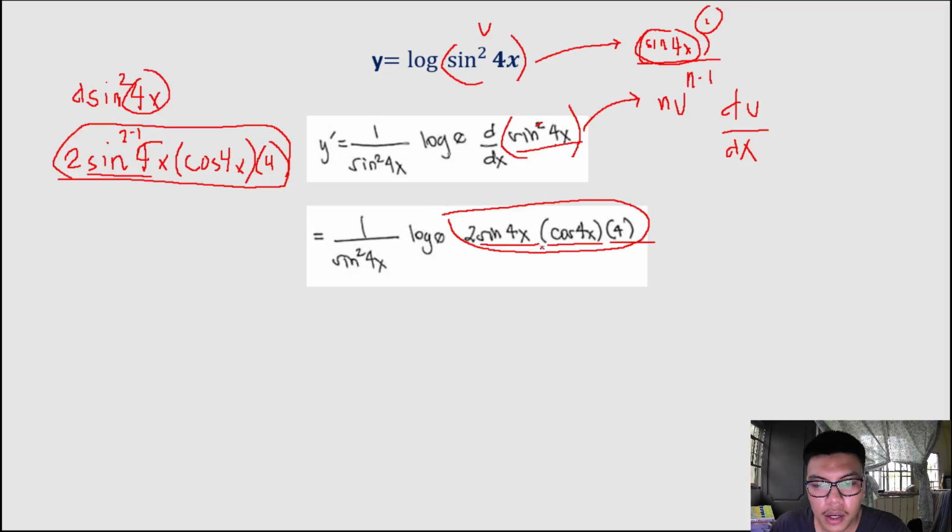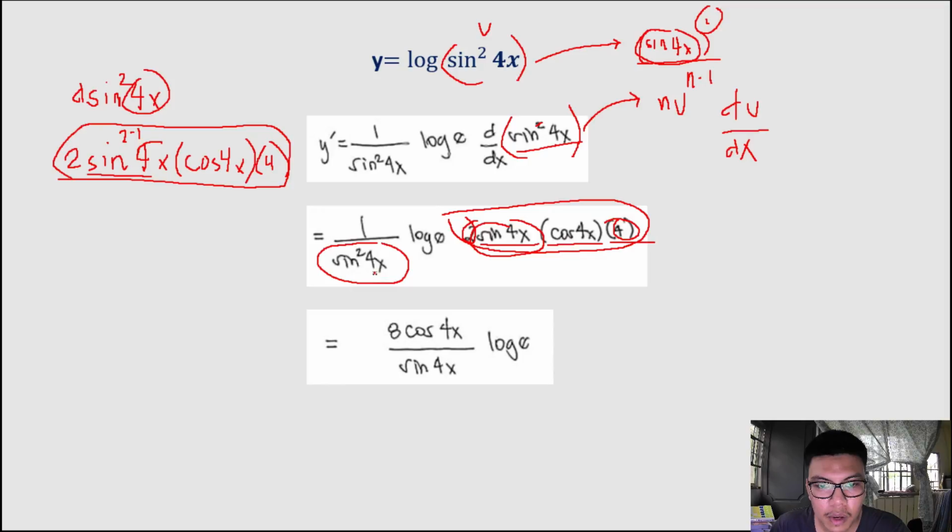Okay? So, simplifying now, we have sine 4x, tapos 4 times 2, we have 8. So, we have 8 times cosine 4x. So, itong ating sine 4x, meron tayong common sa taas at sa baba. So, dalawa dun sa baba, kaya may matitirang isa dun, ano? So, we have now 8 cosine 4x all over sine 4x log e. So, simplifying this, yung ating cosine over sine, that is cotangent. So, we have 8 cotangent 4x log e. Okay?